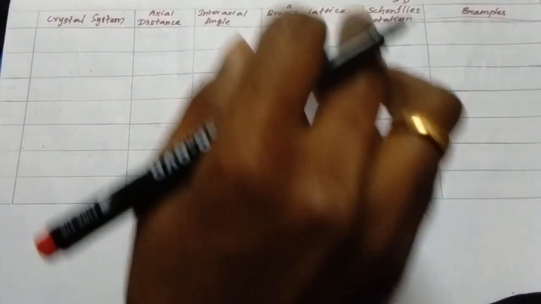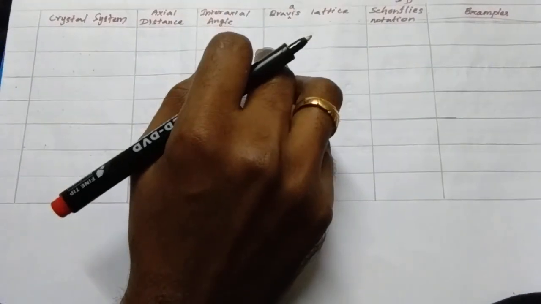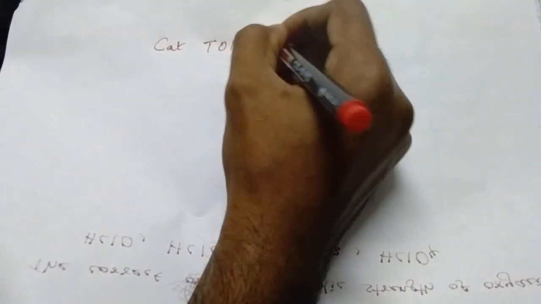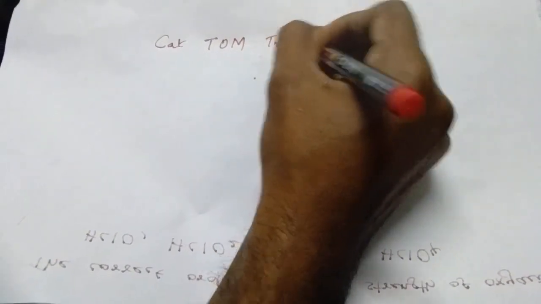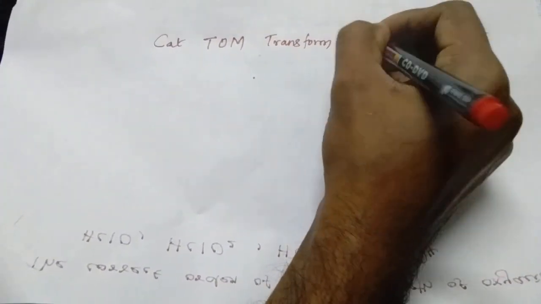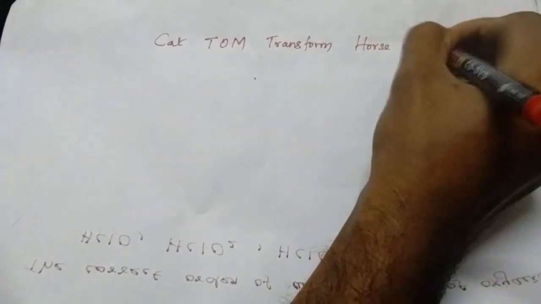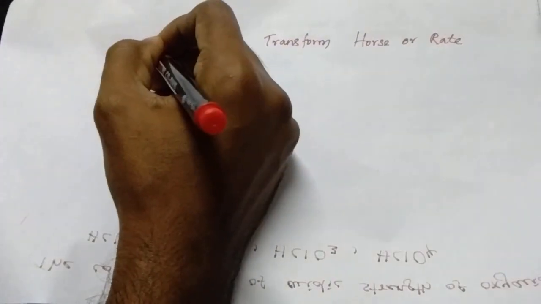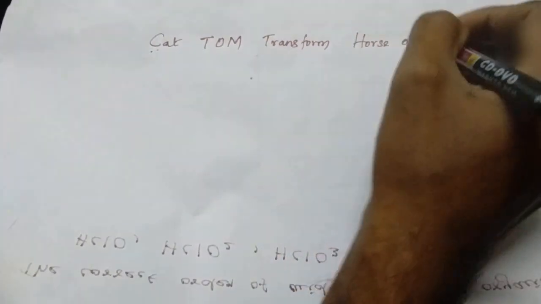For remembering the order of crystal systems, I have used one mnemonic. I hope everyone knows the Tom and Jerry cartoon. I was inspired by that cartoon and made my own mnemonic for the order of crystal systems. Just remember this: Cat, Tom, transform, horse or rat. Cat, Tom, transform, horse or rat.